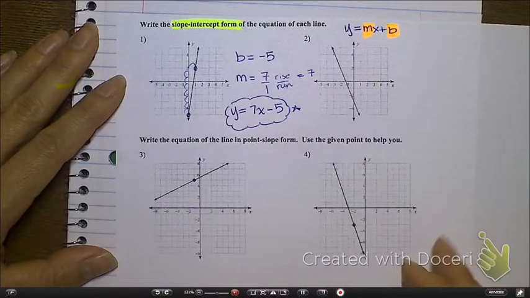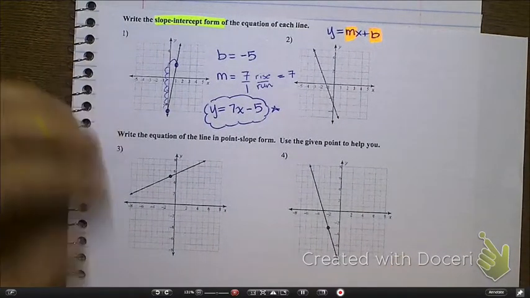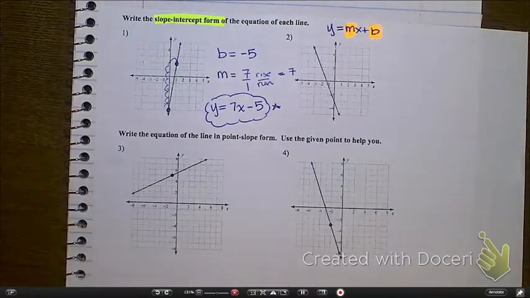Okay, I want to see if you guys can try to do number 2. So right now, I want you guys to try to find your y-intercept, try to find another good point, and find your slope, and see if you guys can come up with the answer on number 2. Then I'm going to call on some people to tell me what they came up with for their numbers.